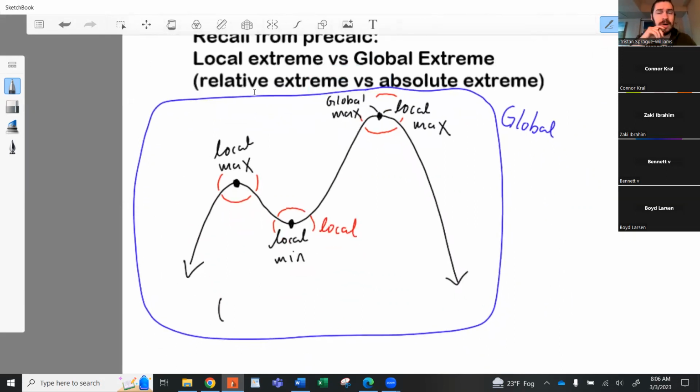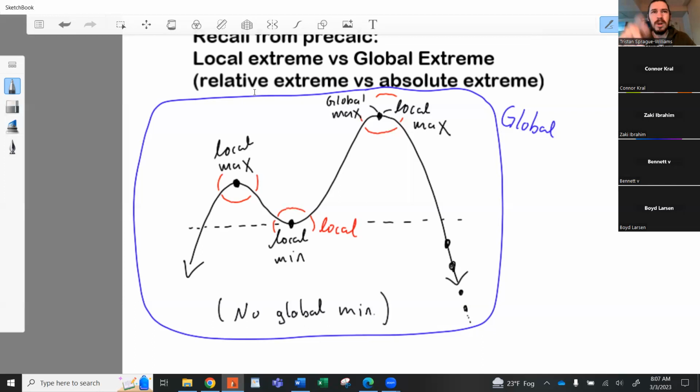How about global minimum? We have one local minimum. It's the only local minimum, but it's not the global minimum because the height of that point is here, and there are other points down below it, right? And in fact, no matter how far down you go, you can always find more function outputs that are even lower than that. So this graph has no global minimum. This function has no global minimum.